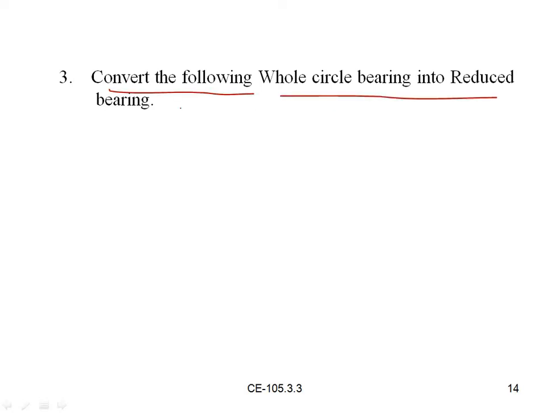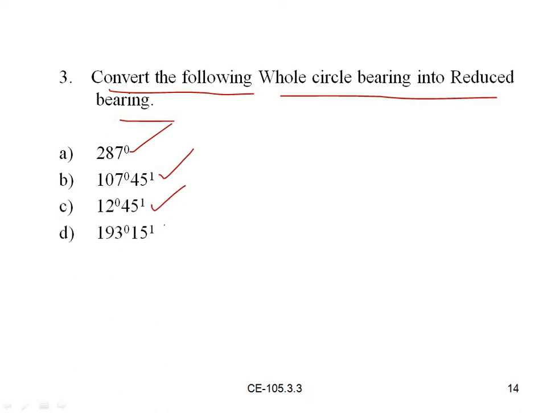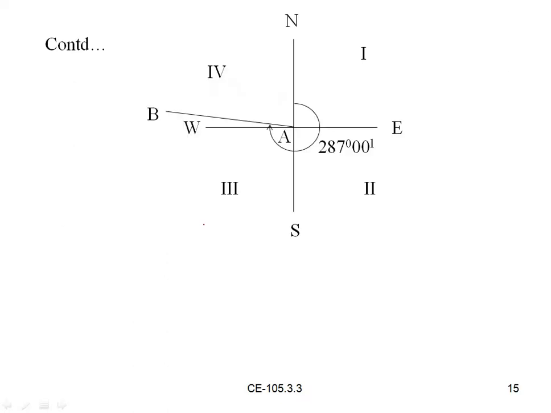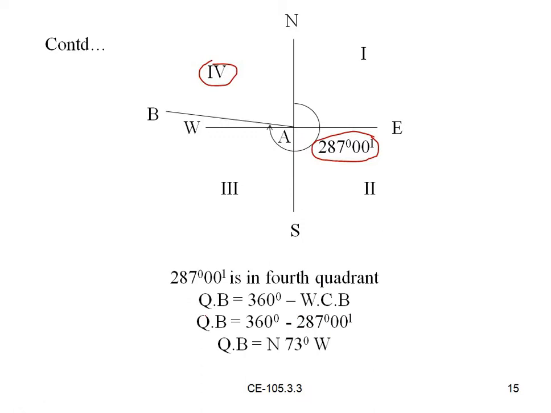Convert the following whole circle bearings into reduced bearings. First one is 287 degrees, 107 degrees 45 minutes, 12 degrees 45 minutes, 193 degrees 15 minutes. So the first one is in the fourth quadrant. 287 degrees 0 minutes is in the fourth quadrant. For the fourth quadrant the condition is 360 degrees minus whole circle bearing. So we get the answer, quadrantal bearing is equal to north west, that is N 73 degrees W.